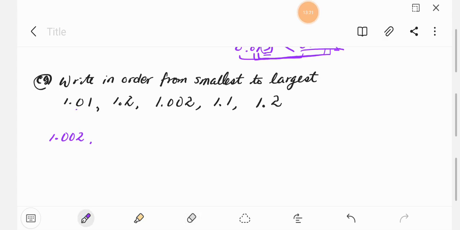All right, then let's compare this digit. So we have 0, 1. This is 1, right? 1.01, 1.1. And when you compare these two, which one is smaller? Oh, this one is smaller, isn't it? So that is correct. 1.02 is the second largest.